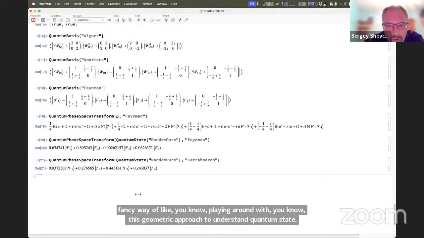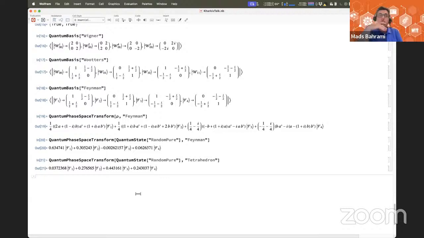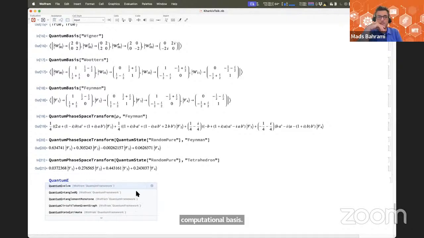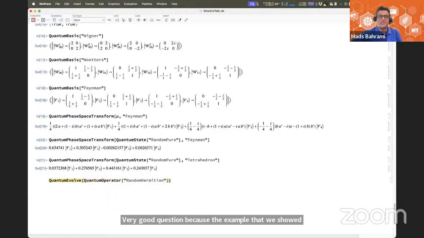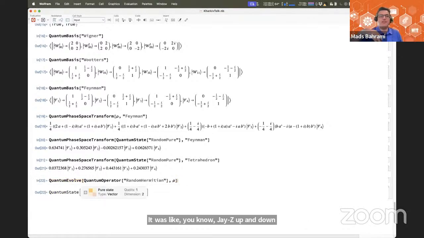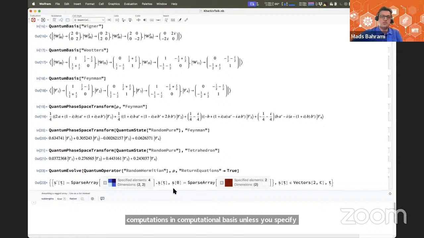By the way, sorry to interrupt you. You've talked about different bases. In which one is the master equation, the Lindblad equation, solved? If you don't specify, it's going to be the computational basis. So we do it in the computational basis. But very good question, because the example that we showed you was not in the computational basis. I wonder if you noticed when Nick showed you the traditional form, it was J_z up and down. But anyhow, we do all of the computations in the computational basis unless you specify a different basis.